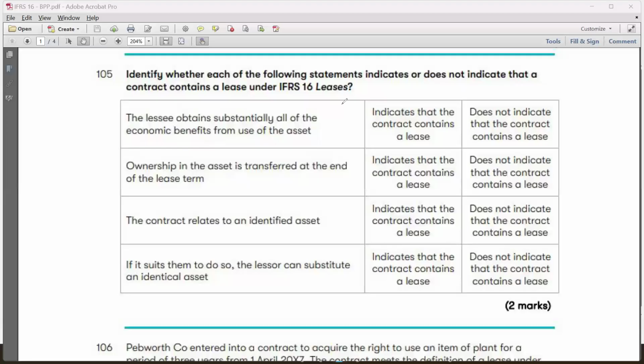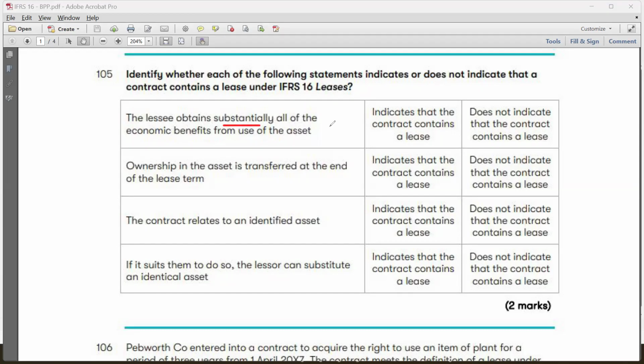Identify whether each of the following statements indicates or does not indicate that a contract contains a lease under IFRS 16 Leases. The first one is: the lessee obtains substantially all of the economic benefits from use of the asset. So what does this indicate? Well, substantially all of the economic benefits from the use of the asset.